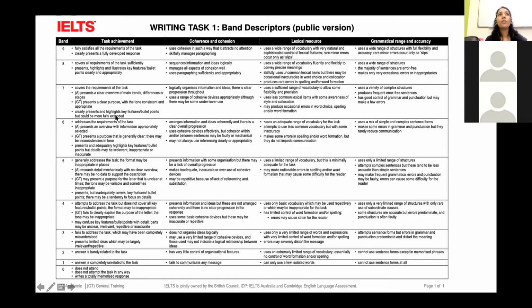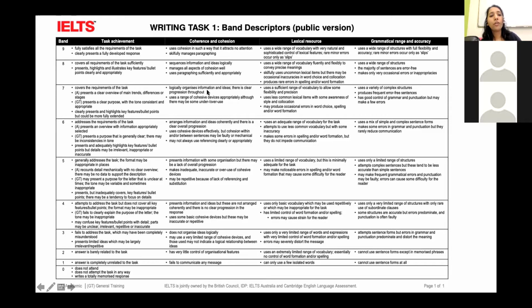Your bullet points will have some main ideas. Sometimes each bullet point might also contain a sub idea. So if you can address each of those points or requirements in your question, then you will be getting your band 7 for task achievement.